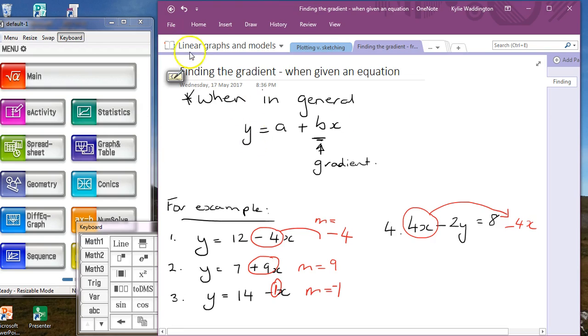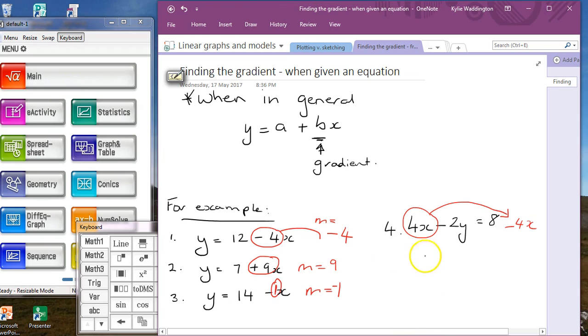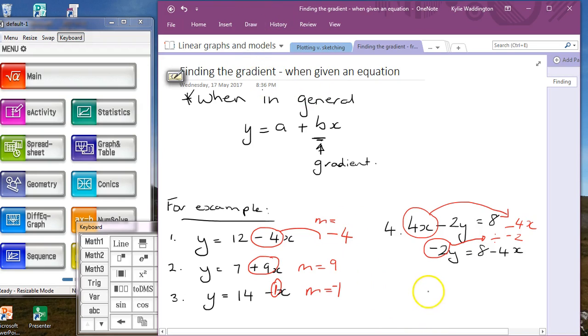So we end up with the equation negative 2y equals 8 minus 4x. We then have to move the -2 to the other side, so we divide both terms by -2, so we end up with our equation in the general form where we have 4 plus 2x, where our gradient is plus 2x.